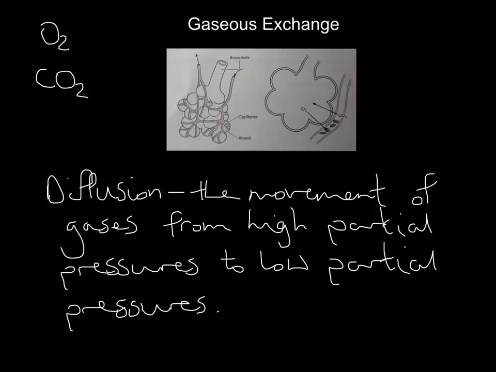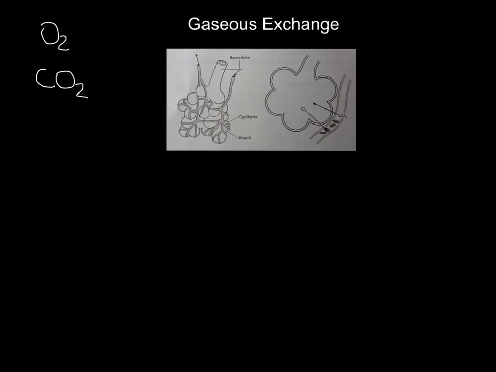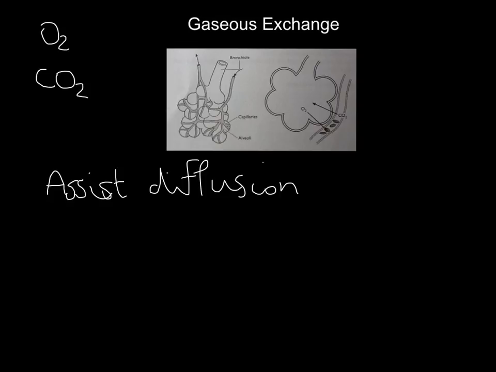A quick question that sometimes comes up. How is this system designed to assist diffusion? So how can we assist diffusion? How can we get the most amount of diffusion? There's three main ways.